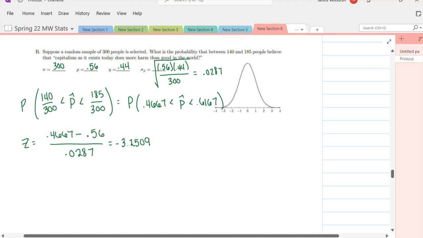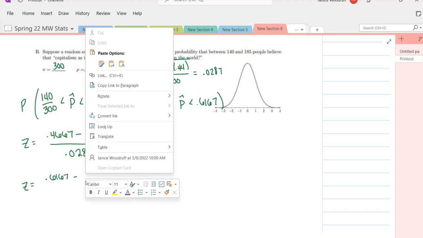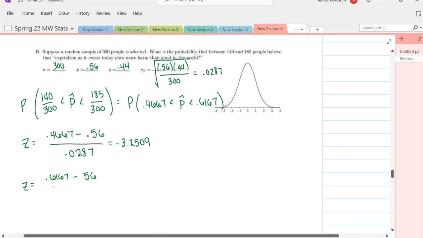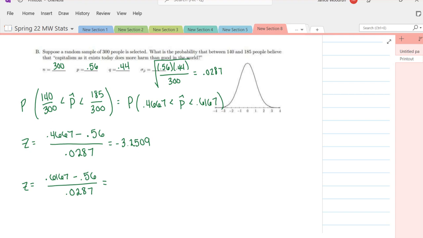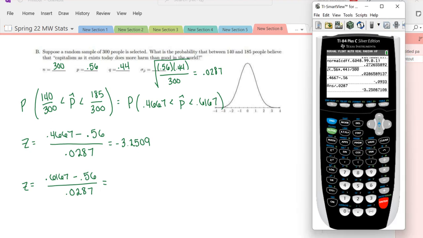And then our second z-score will have 0.6167 for this upper end here, minus 0.56 divided by 0.0287. Let's see what that gives us. 0.6167 minus 0.56 divided by 0.0287. So 1.9756.